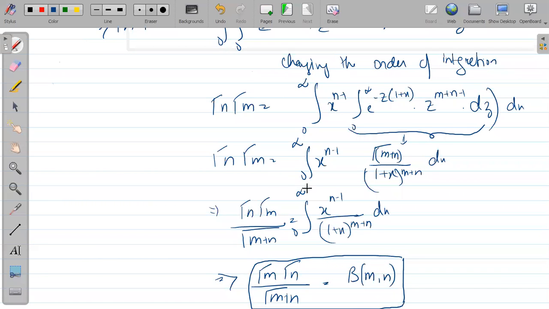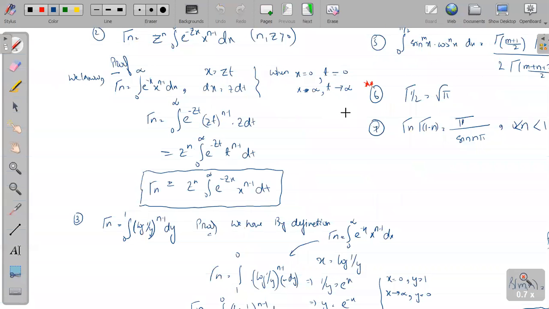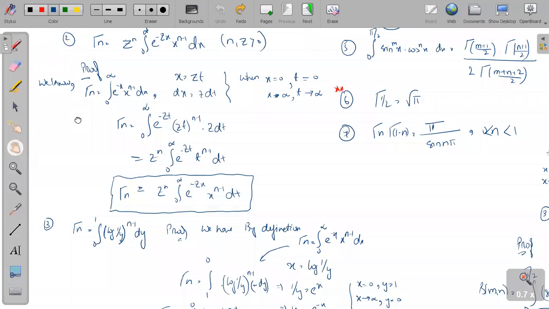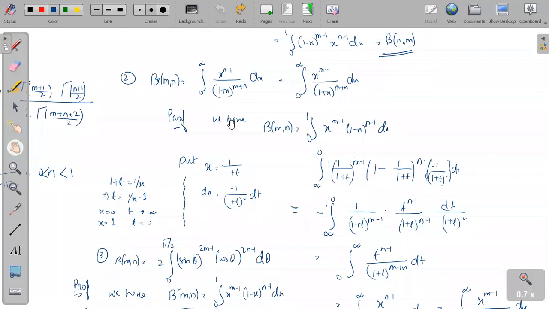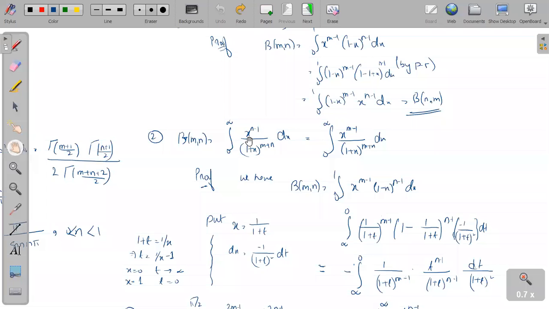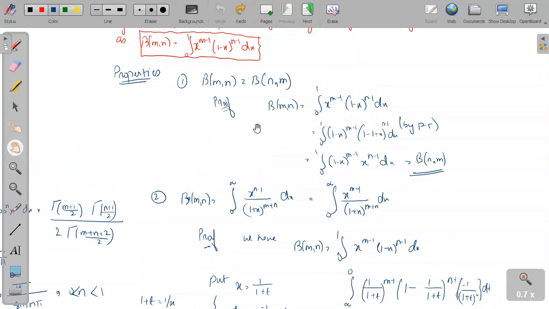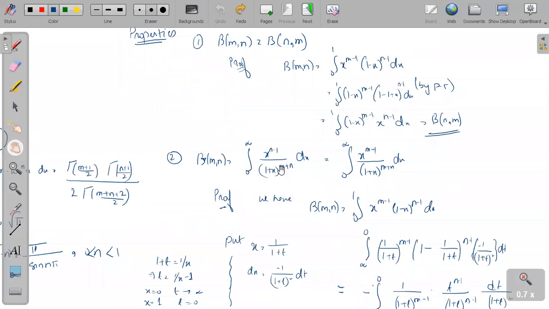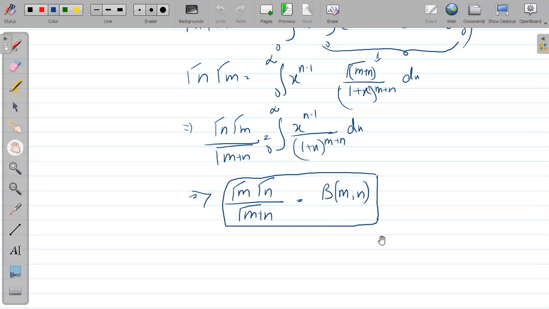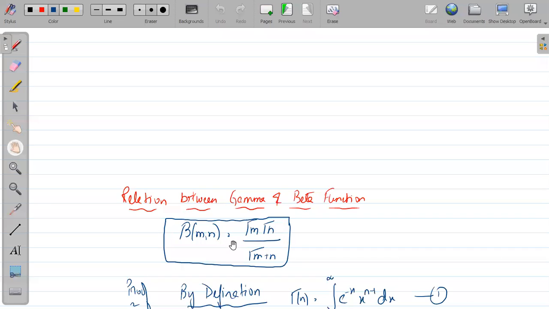From the property of the beta function, if you remember the property I have written here: beta m comma n is the integral from 0 to infinity of x to the power m minus 1 over (1 plus x) to the power m plus n. Remember, this property I am using; this is nothing but beta m comma n. So hence we have found a relation between beta and gamma functions, and this is the relation we have written here: beta m comma n is nothing but gamma m gamma n upon gamma m plus n. I hope you have understood this part. If not, please ask.